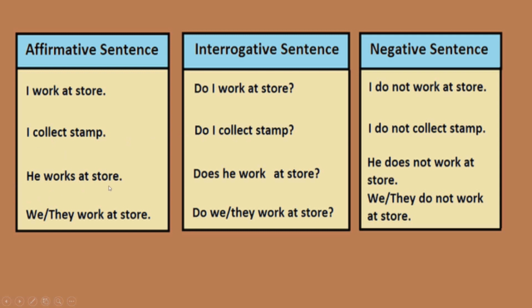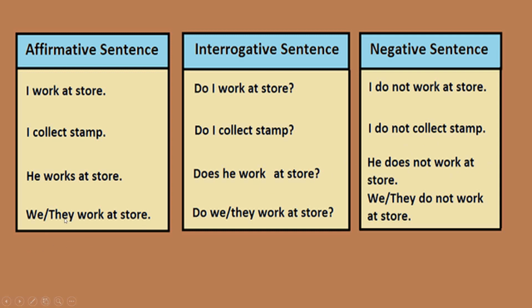Question number 3. He works at a store. Now, he works. Take care here. He is singular, so we have to write does and we have to write the root form of work. It is written work, so works will change into work. So does he work at a store? And don't forget to give the question mark. And negative also, children, in the same way, he does not work at a store.